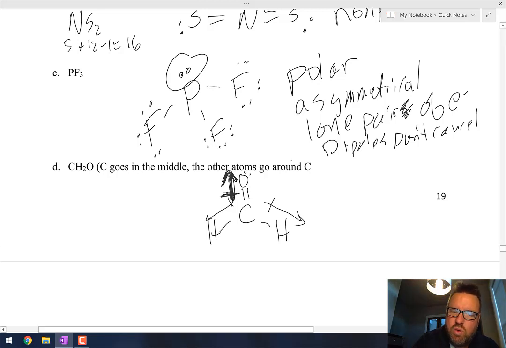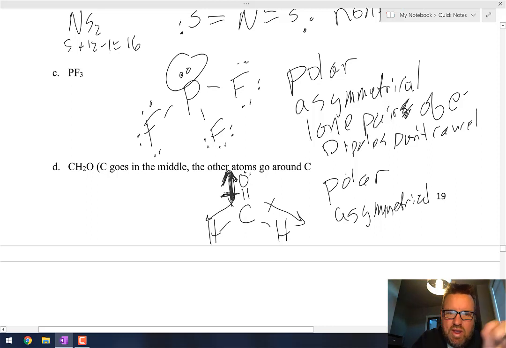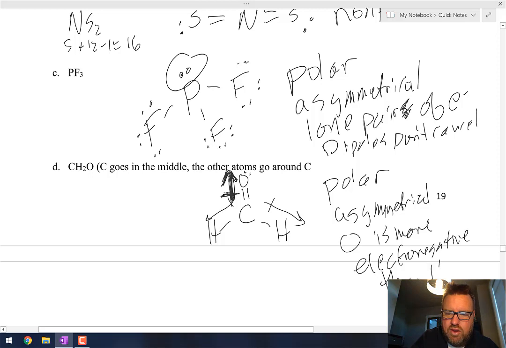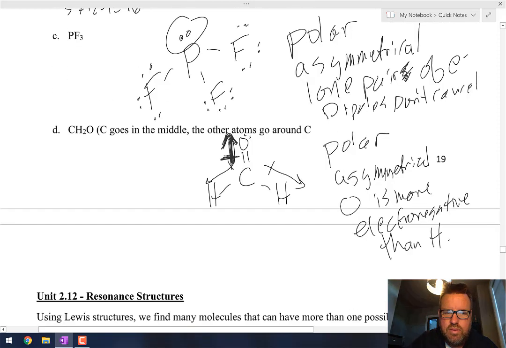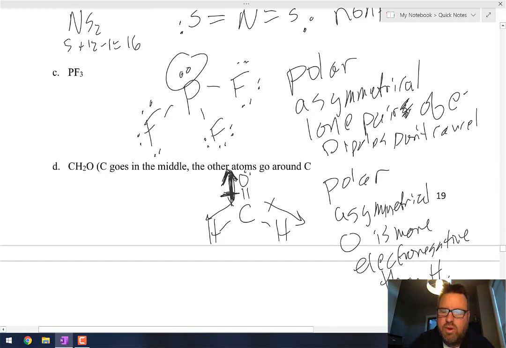And this is one where we've replaced one of the outer atoms with a different atom, therefore it is polar. Why is it polar? It's asymmetrical, and it's not asymmetrical because of the lone pair, it's asymmetrical because oxygen is more electronegative than hydrogen. Okay, and that's it for polarity. Good job.